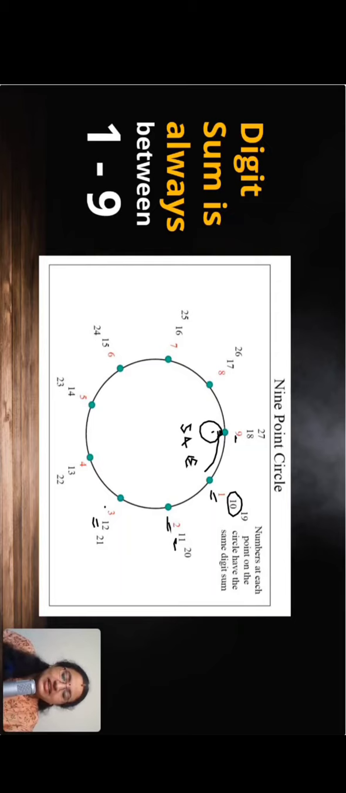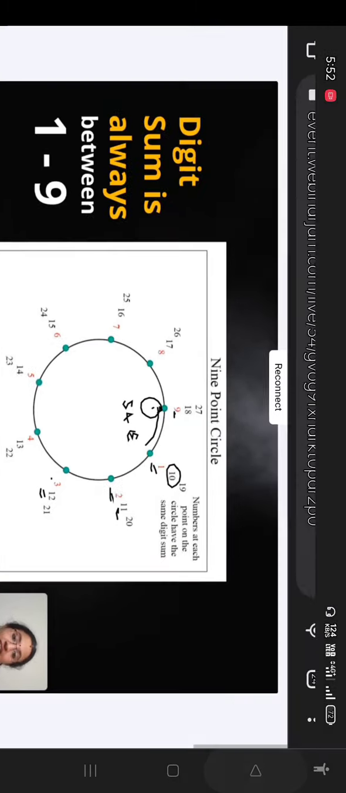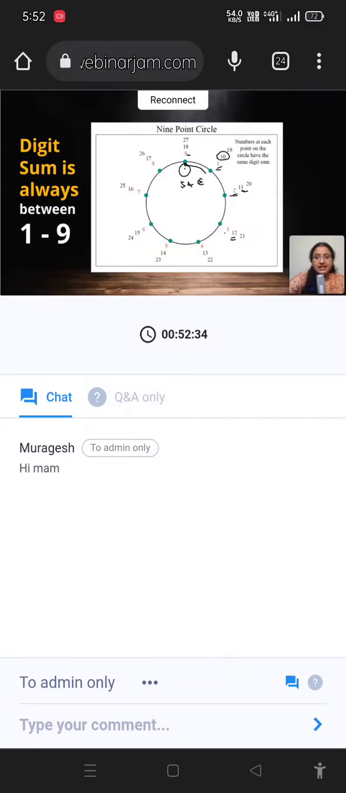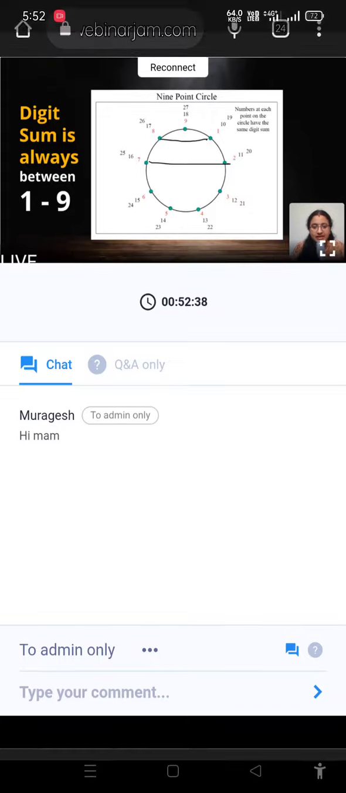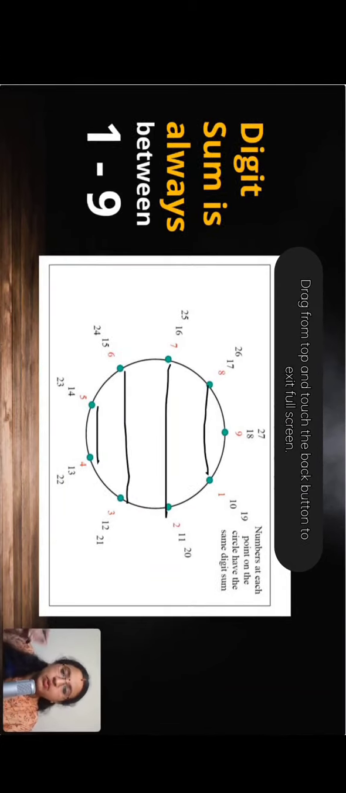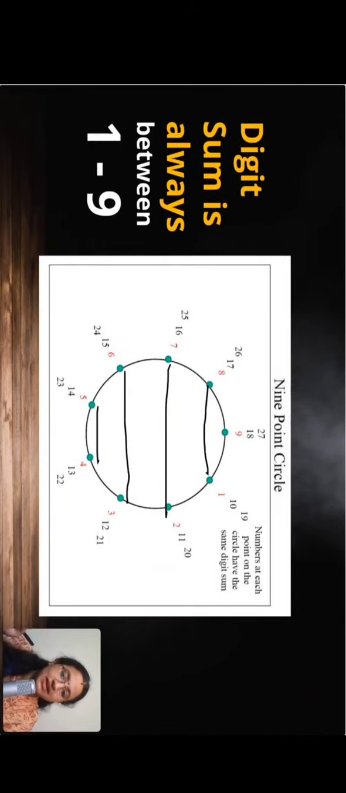So there is no 0 here. 9 itself acts as a 0. Now, can you relate this? I'm drawing a few lines. Can you relate what is this? We just did casting out 9s. We found out the combination of numbers that make 9, right?